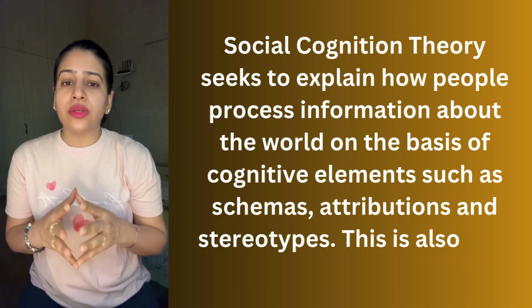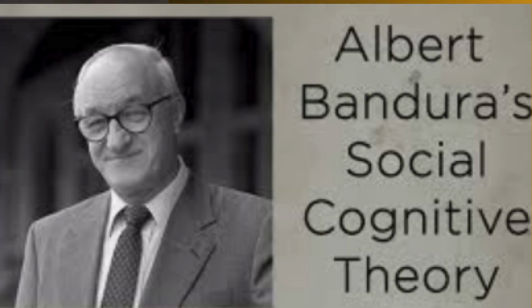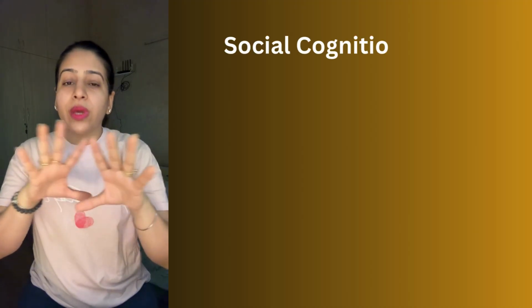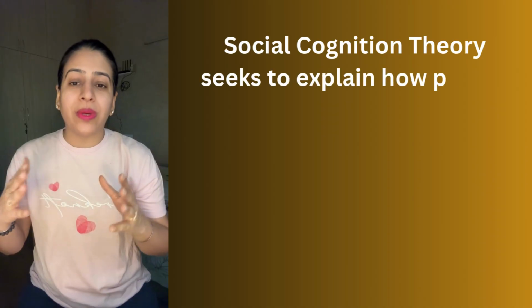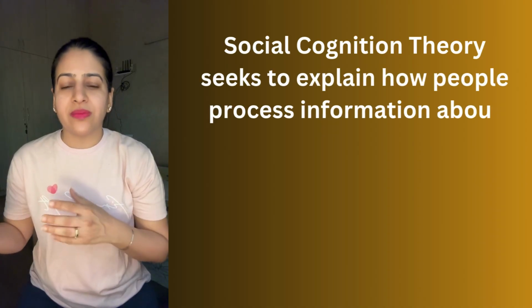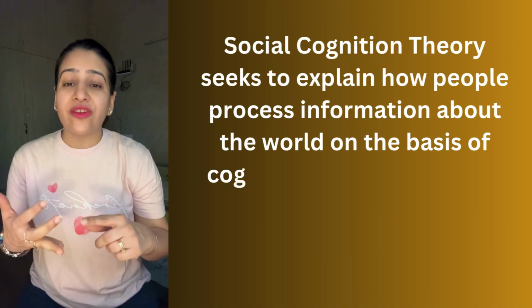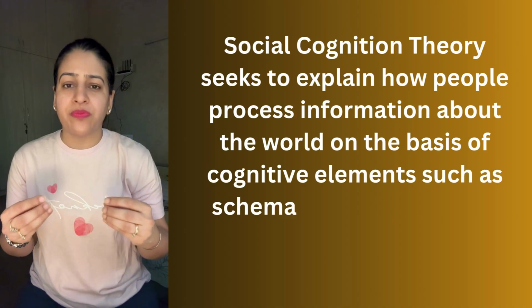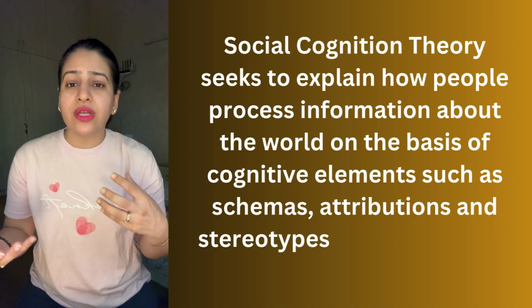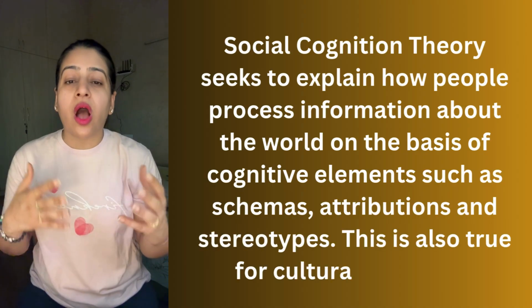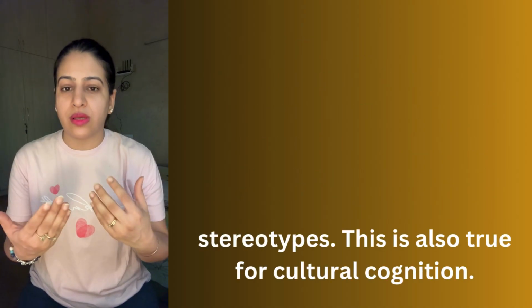Social cognition theory explains how people process information about the world. The way we see the world is on the basis of cognitive elements, such as your schemas, attributions, and stereotypes. Our schemas and stereotypes have an influence on how we perceive the world around us.